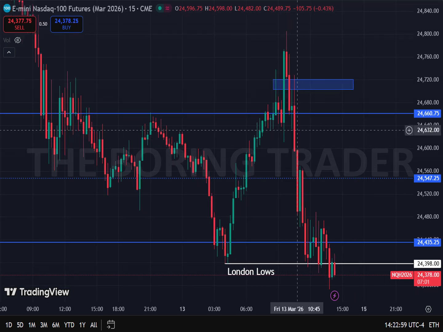But if you keep watching the chart, another 15-minute fair value gap formed on the 10 o'clock candle, and this time you can clearly see that when price retraced back into that gap, the market rejected and started moving lower. So this was the area where we could begin looking for short opportunities.